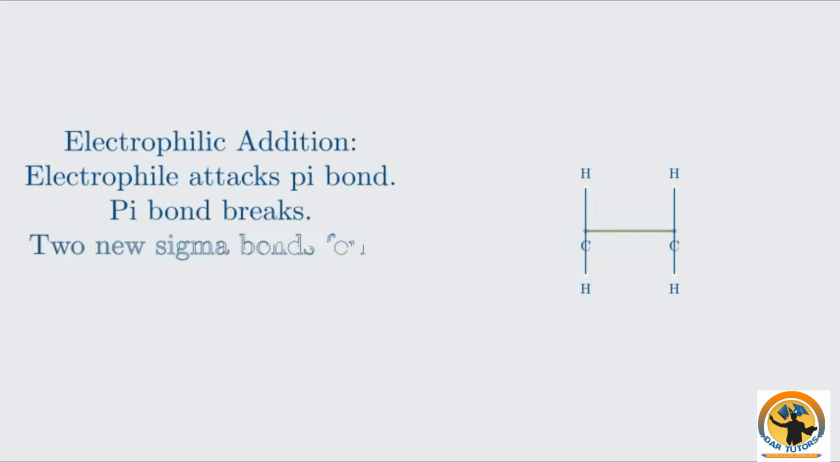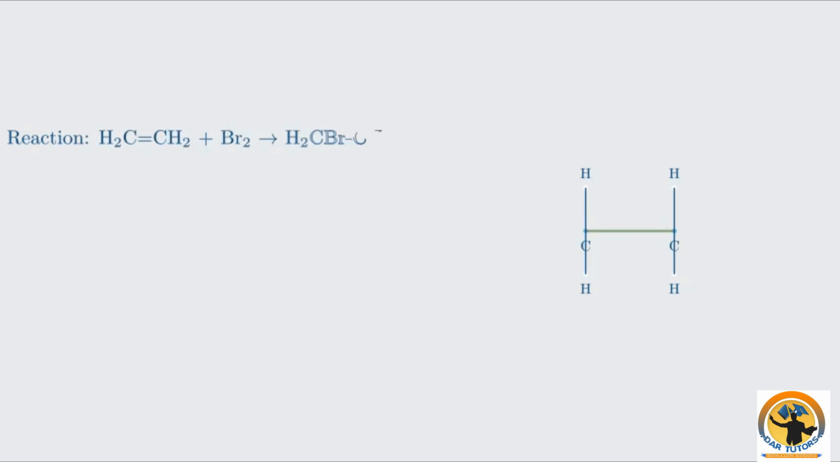So, in an electrophilic addition reaction, an electrophile attacks the electron-rich pi bond, and the double bond breaks to form two new single sigma bonds. A classic example is the reaction of ethene with bromine. Although bromine is a nonpolar molecule, its electron cloud can be polarized as it approaches the electron-rich pi bond of the ethene. This creates a temporary dipole, making one bromine atom partially positive.